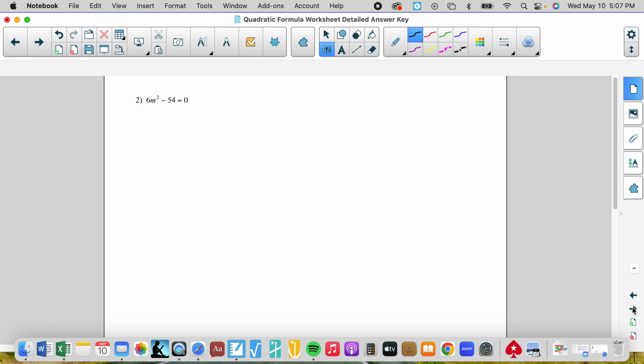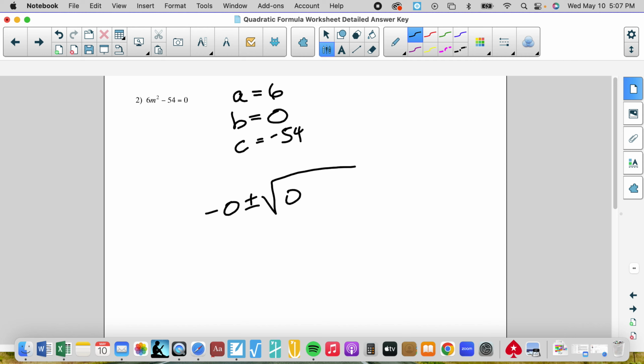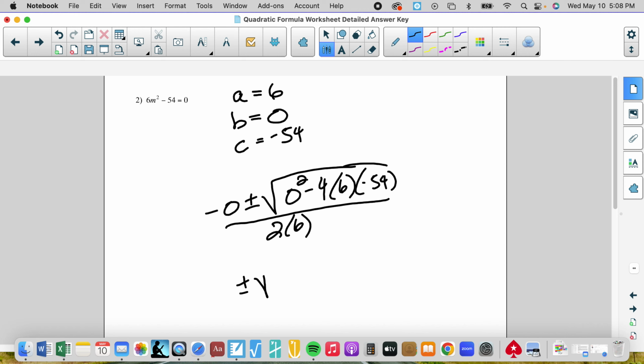All right, so standard form, is it set equal to 0? I forgot to point that out. Yes. So we're going to take my A, which is 6, my B, which is 0, and my C, which is negative 54. Opposite of B, plus or minus the square root of B squared minus 4 times A times C, that's going to be a really big number, all over 2 times A. Negative 0 doesn't do anything to it, so you're left with plus or minus.